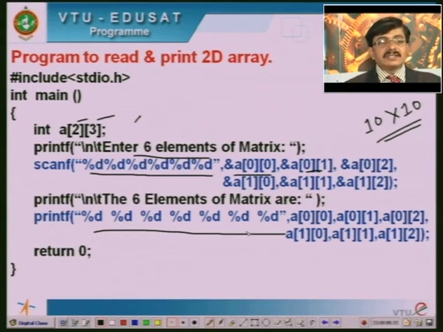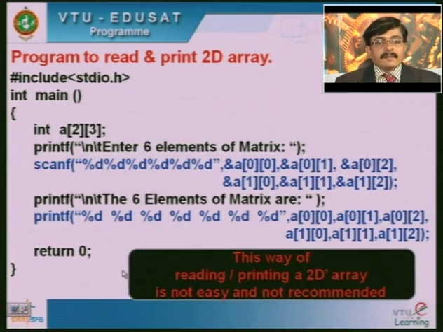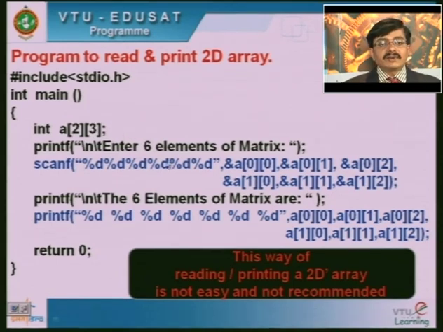But this is not the recommended way of writing the program, because we have to go on typing the program only. This way of reading or printing a 2-dimensional array is not easy and not recommended. See, for 2 cross 3 we have used 6 percentage Ds to read and print the elements. In case it is 10 cross 10, we may require 100 percentage Ds. This is the reason this is not the recommended method of using matrices.